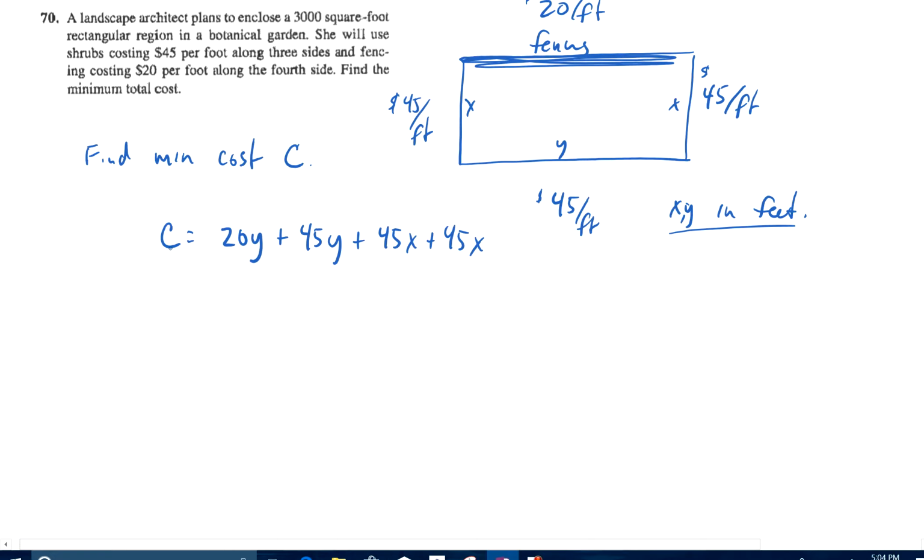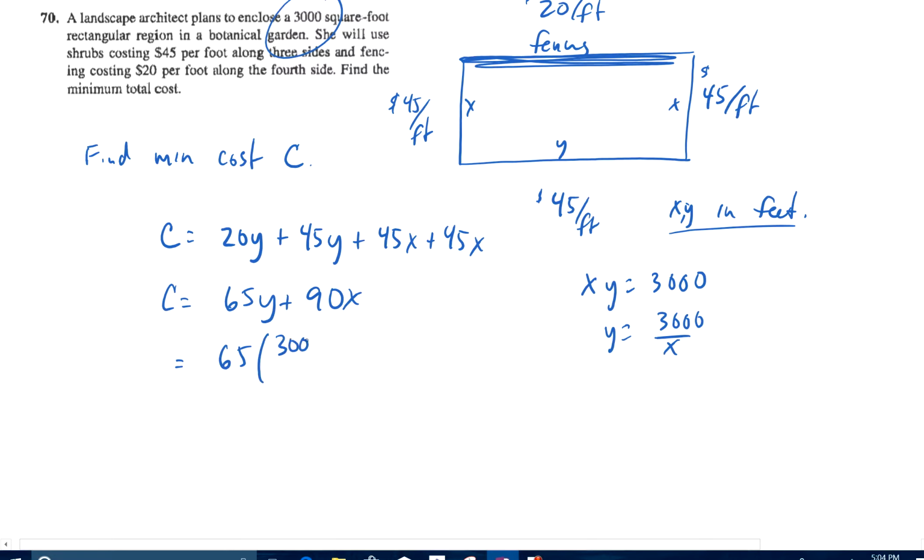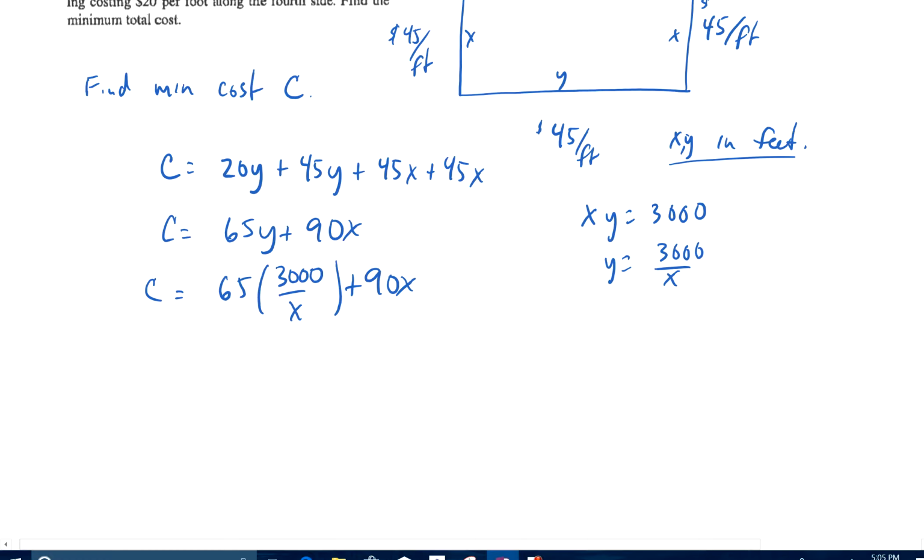Okay, so I would like to find what x and y minimize the cost. So if I want to find the derivative, I got to solve it for one or the other. So the question is, what's the relationship between x and y? Well, I know xy equals 3,000, so y equals 3,000 over x. So cost is 65y plus 90x, which is 65 times 3,000 over x plus 90x. So that's my cost, and that's what I want to take the derivative of.